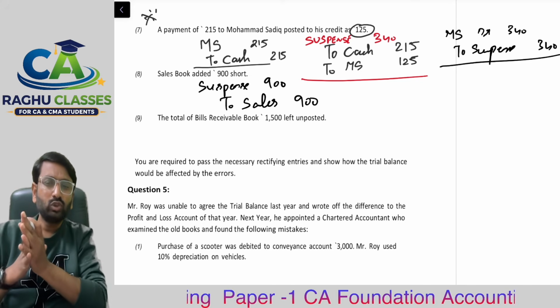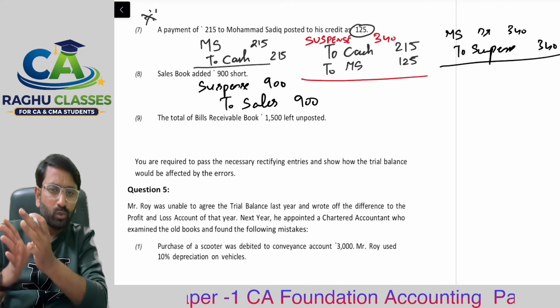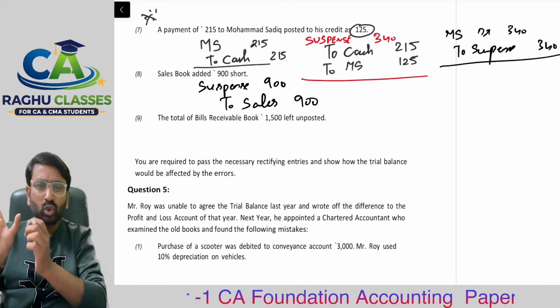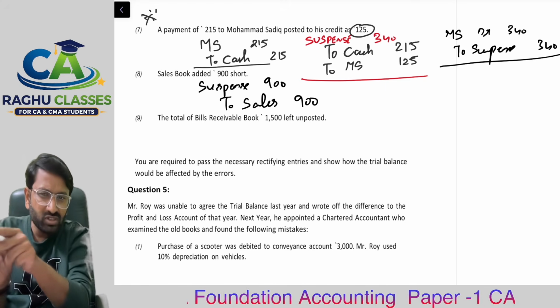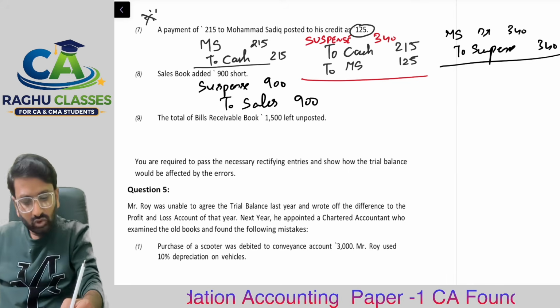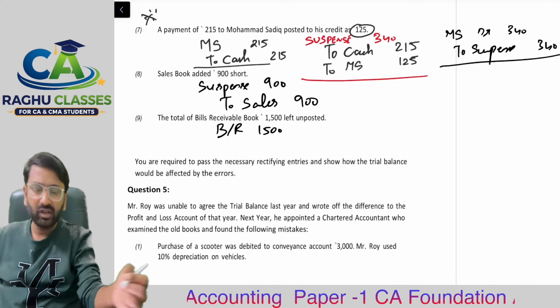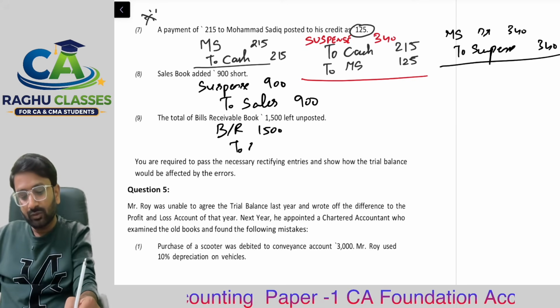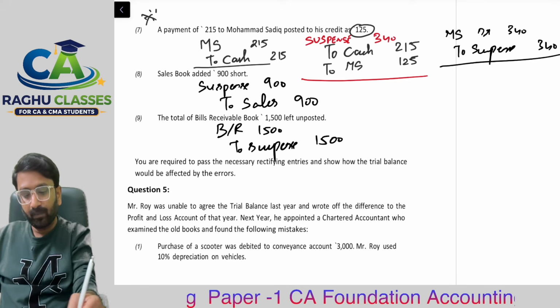Next one. The total of the bills receivable book 1500 left unposted. The total of the bills receivable book will be posted to the bills receivable account in the general ledger, which is unposted. So now I'll record. Now you debit 1500 to suspense account. So this will be the rectification entry. Clear?